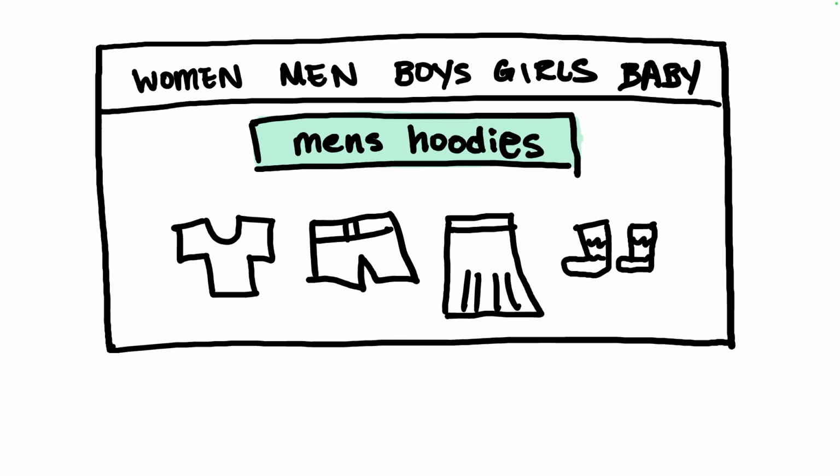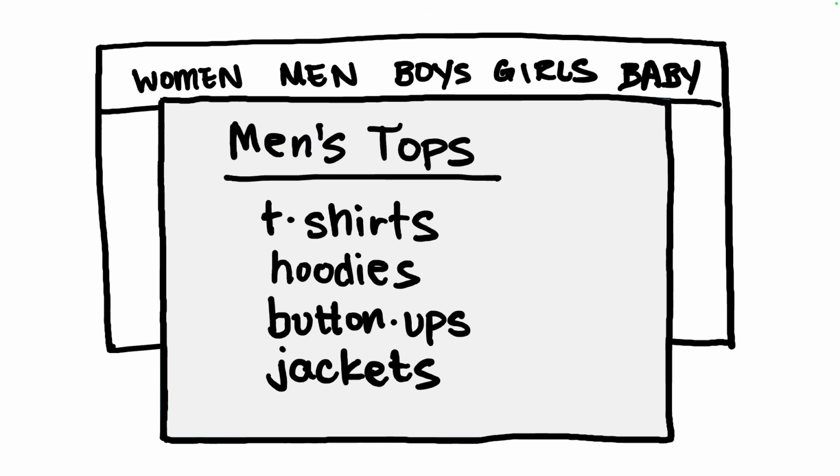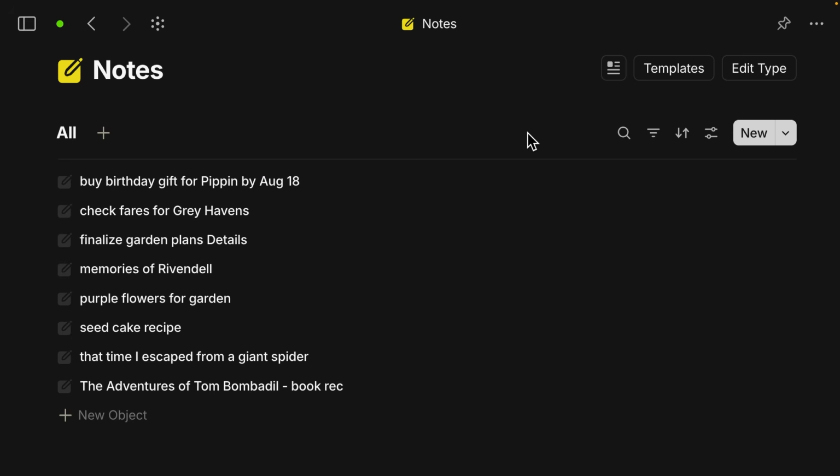You could definitely search for men's hoodies directly on a website, or you could also have the choice of going through the different categories. So, men, then tops, then hoodies. Let's actually go into Anytype where we'll try to create something similar to this online store with its departments and different sub-departments. All right, now we're in the Anytype workspace, and I'm going to show you how to actually start using types if you just have a pile of notes.